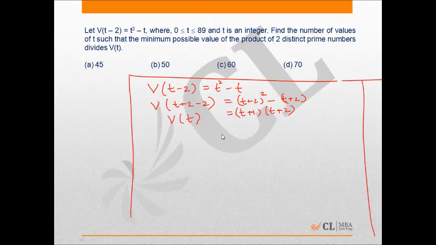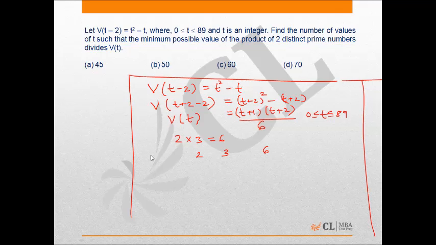Now the minimum possible value of the product of two distinct prime numbers has to be 6, which is 2 into 3 equal to 6. So we have to check how many values of t, where t lies in the range from 0 to 89, make this number divisible by 6. The product of two consecutive numbers will always be divisible by 2, correct? And if it is divisible by 3 as well, then definitely it has to be divisible by 6.